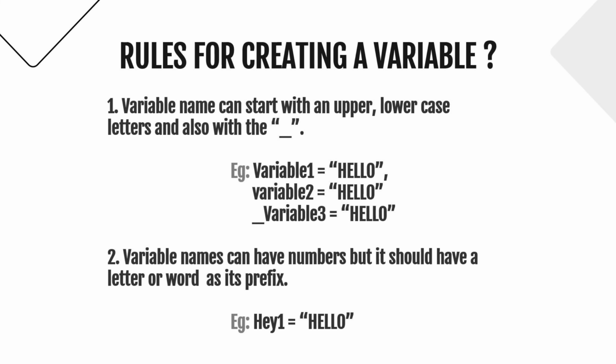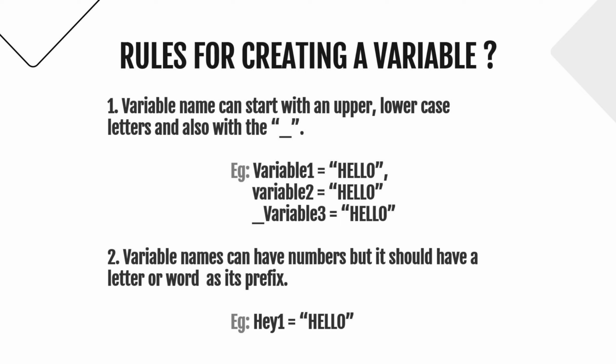To create a variable, we have to follow a set of rules. The rules are given below. A variable name can start with an uppercase letter, a lowercase letter, and also with the underscore character. Here, I have created three variables, variable 1, variable 2 and variable 3. In the first example, I have created variable 1 that starts with a capital letter, that is an uppercase letter. And in variable 2, I have created a variable that starts with a lowercase letter. And in the third example, I have created a variable that starts with an underscore.